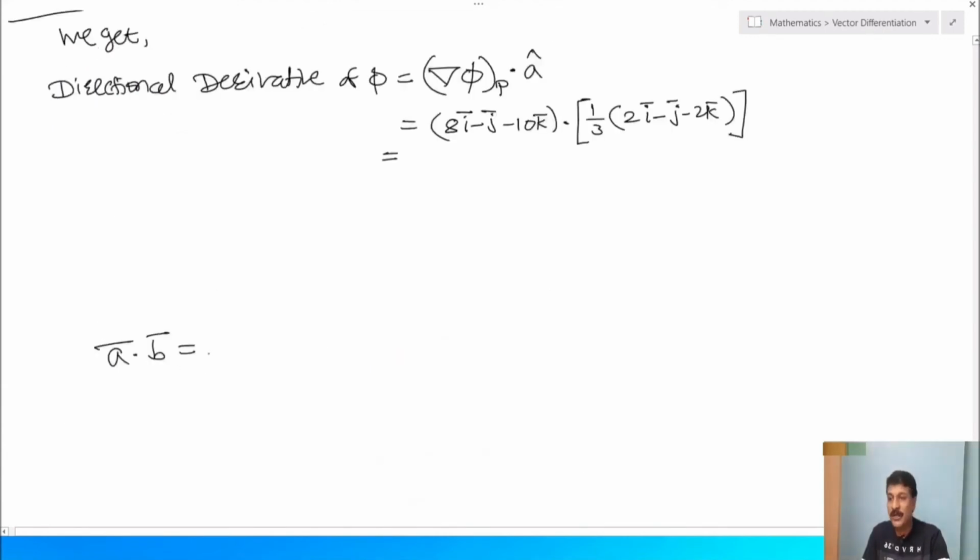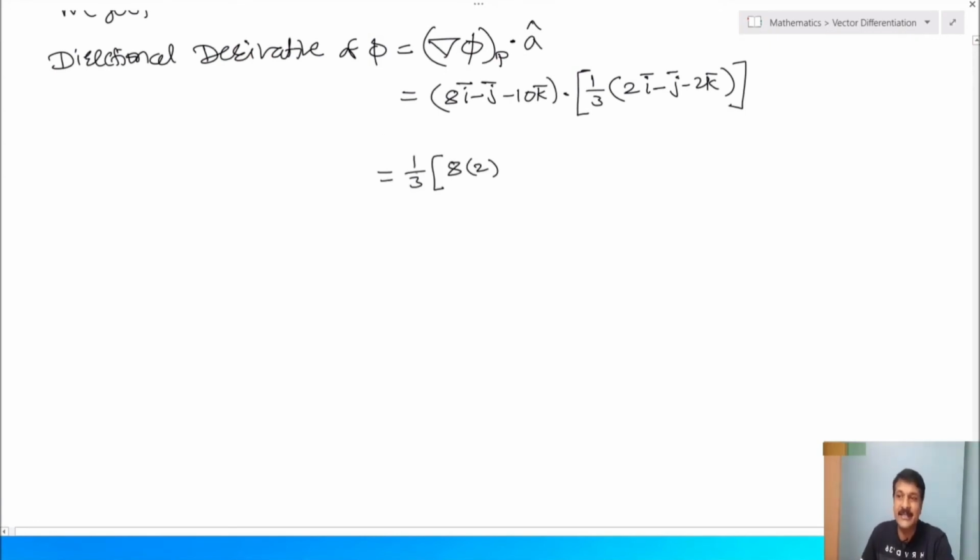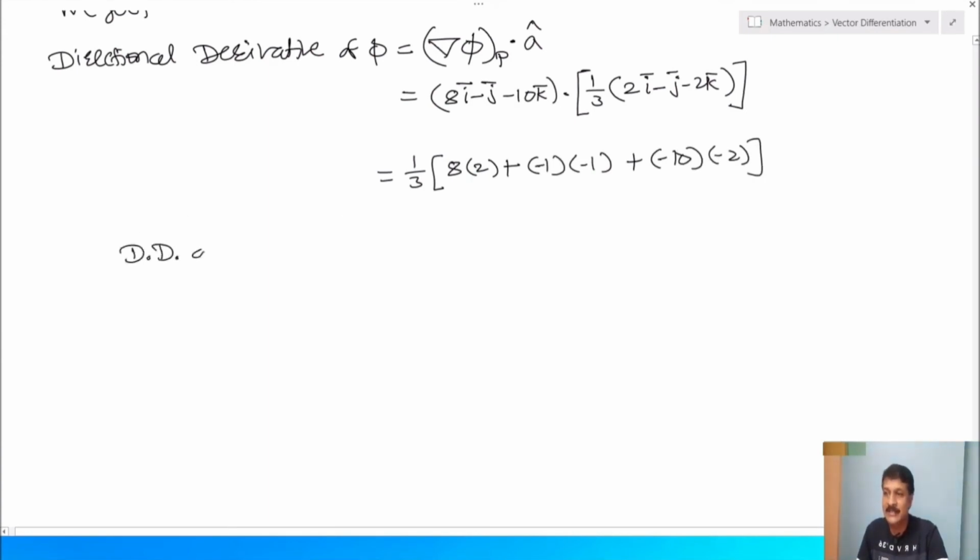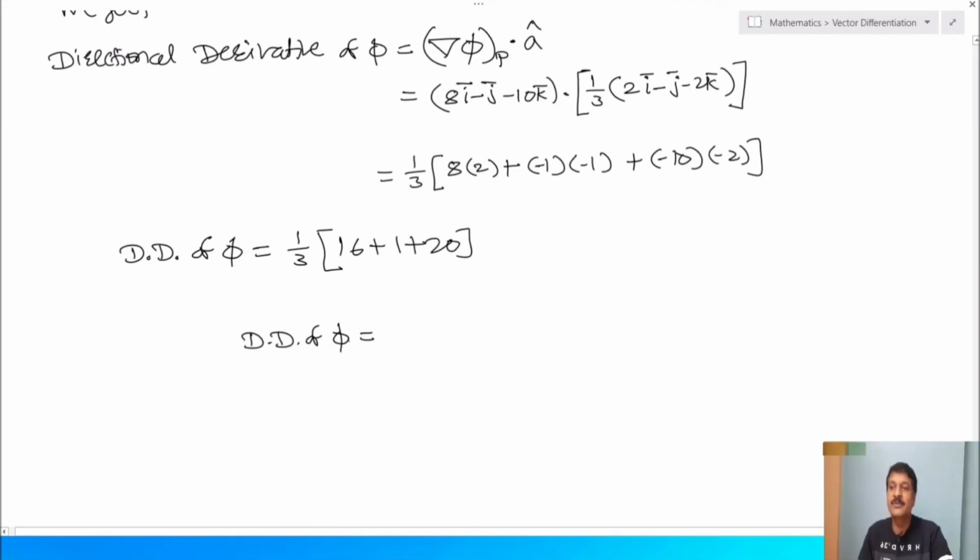As we know, the dot product A dot B equal to A1 B1 plus A2 B2 plus A3 B3. It means that A1, A2, A3 are coefficients of i, j, k, and here B1, B2, B3 are coefficients of i, j, k of vector B. So using this, I can write here that is equal to 1 by 3 in bracket 8 into 2 plus minus 1 into minus 1 plus minus 10 into minus 2. So what is this value? So in short, I can write directional derivative of phi equal to 1 by 3, and this value is 16 plus 1 plus 20. So what is the final answer? Directional derivative of phi equal to 37 by 3. So this is your final answer.